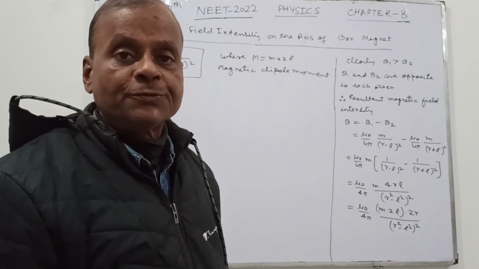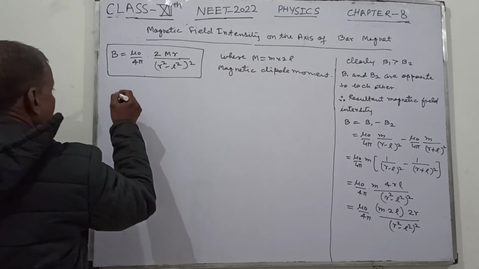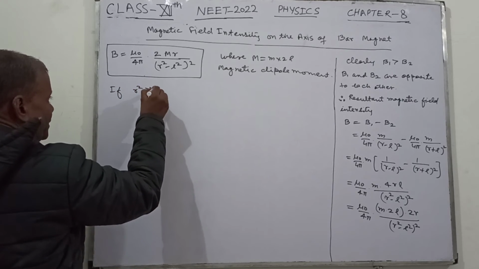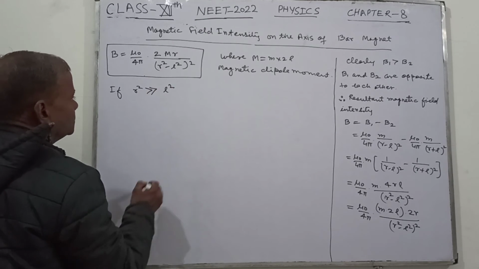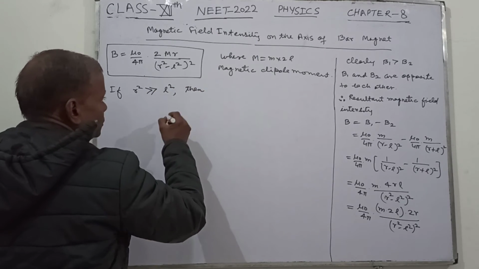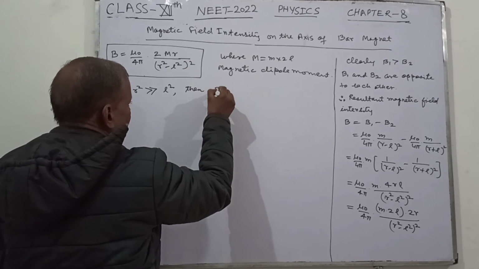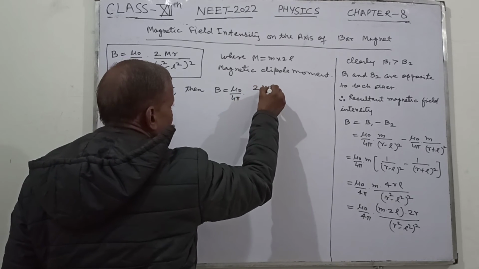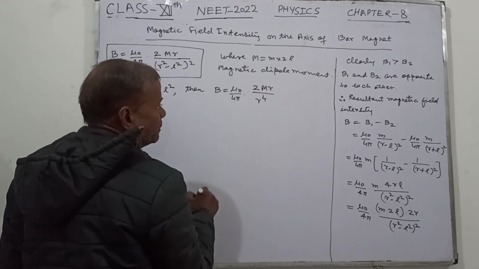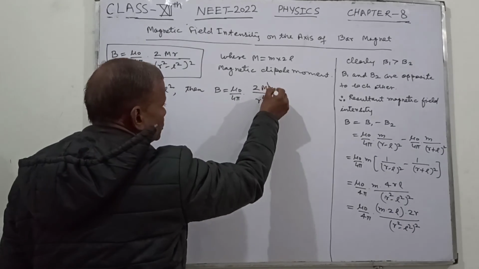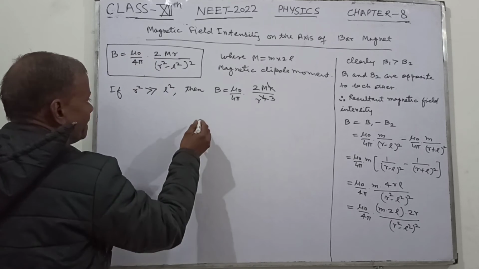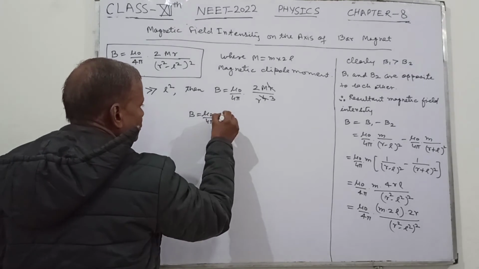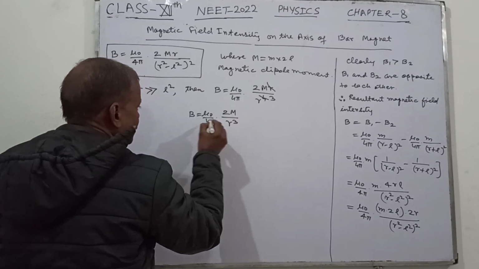And now we can have the special case. If R square is very much greater than L square, then what do we have? B equals mu naught upon 4 pi into 2MR upon R raised to power 4. L square will be neglected, and R will cancel with one R of the fourth power. This is now R cubed, so we have B equal to mu naught upon 4 pi into 2M upon R cube.